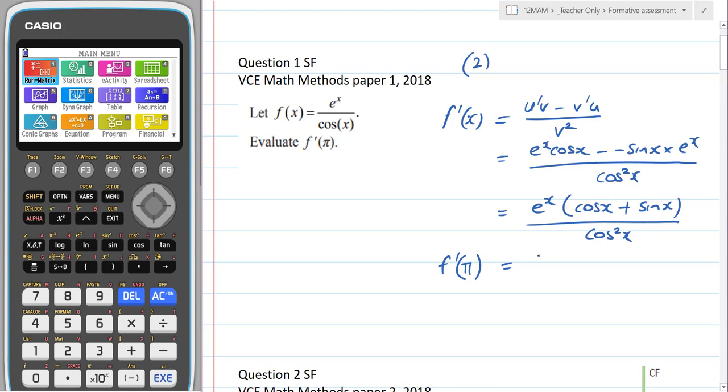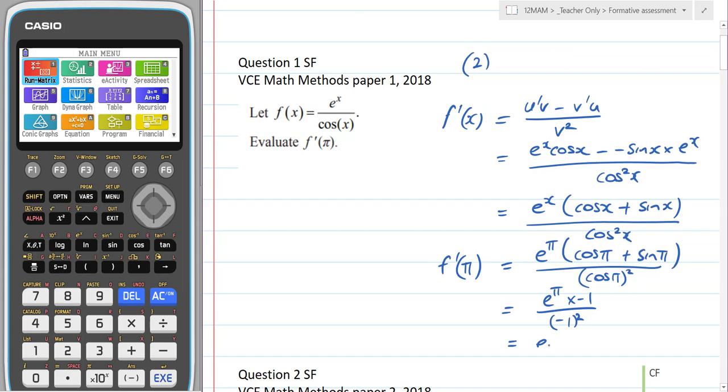f dash of pi is equal to e to the power of pi, cos pi plus sin pi, over cos pi squared. And cos of pi is -1, sin of pi is 0. So I get e to the pi times -1 over -1 squared, which is just e to the pi, but with a negative at the front. So that's your calculation there.